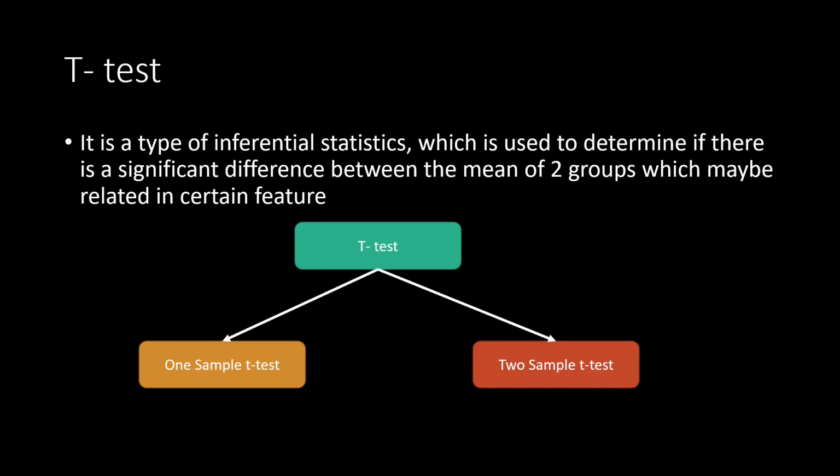Now we come to the t-test. It is a type of inferential statistics used to determine if there is a significant difference between the means of two groups which may be related in certain features. That is, here we are going to see the difference between the means. In different cases we will have different criteria, and we will see them. The difference between the means is what we find through this t-test.